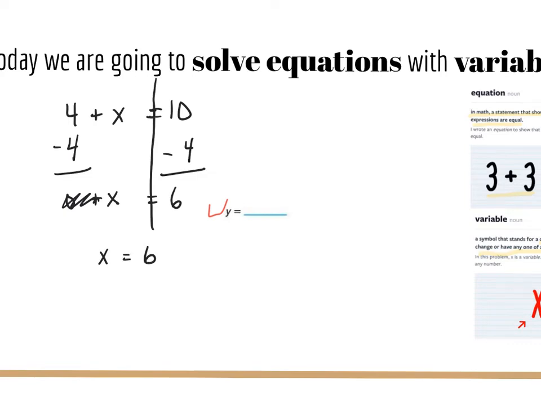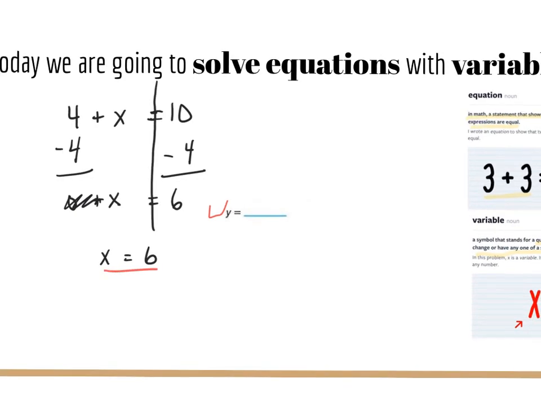Now, it's important as mathematicians to always plug in your answer into your equation. So this is me checking my work. 4 plus 6 equals 10. Well, 4, 5, 6, 7, 8, 9, 10. That does equal 10. 10 equals 10. So we know we are correct.